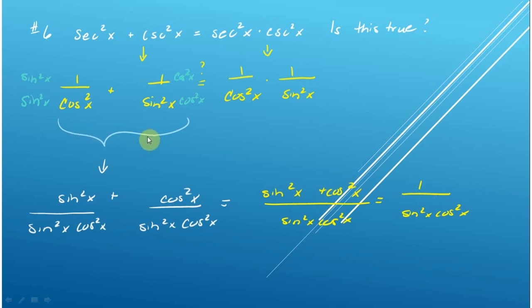So this left side that I have bracketed here turned out to become this yellow piece right here. But lo and behold, that yellow piece is exactly the same as my right side. On my right side, if I multiply these two fractions, you multiply fractions by multiplying the numerators and multiplying the denominators. So the numerators give me 1. Multiplying the denominators, I get cosine squared times sine squared, which is exactly the same thing as sine squared times cosine squared. So these two things are equal. Because I have a match, it is indeed a true identity.